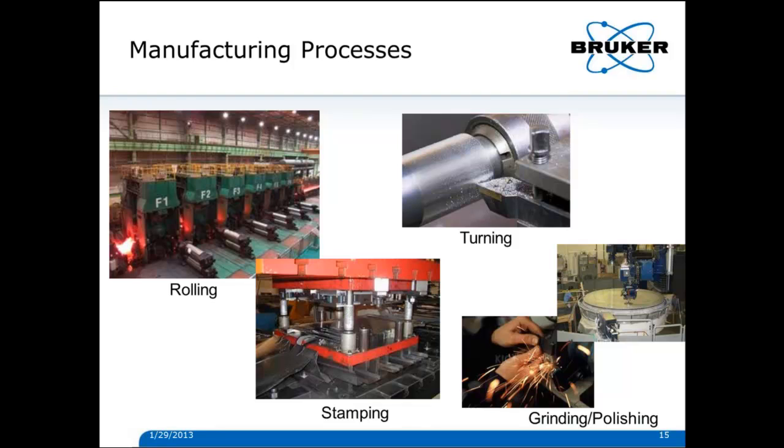Manufacturing, again, the size scale from very large rolling mills, stamping presses, smaller scale turning, grinding and polishing. We have wear and friction as important phenomena. And making of mirrors and making of very, very small lenses. All of these are manufacturing processes using tribology in a useful way, particularly grinding and polishing. That's a controlled wear method.